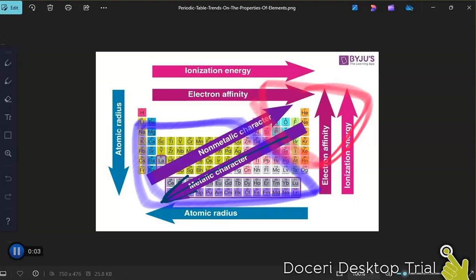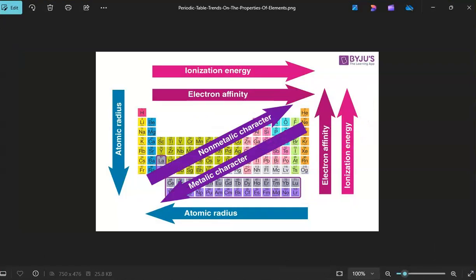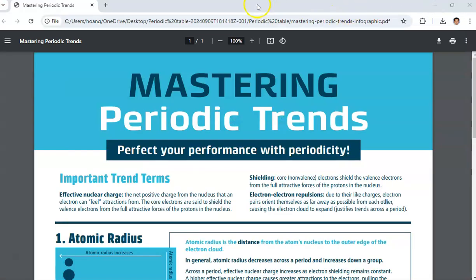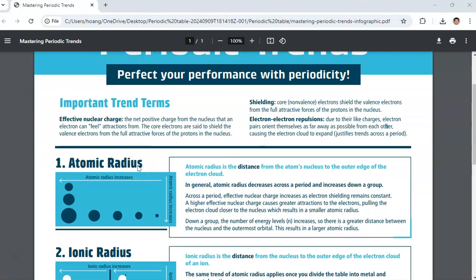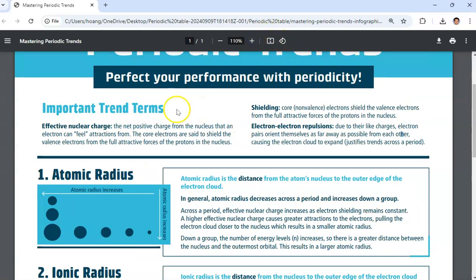But our focus is on three trends: radius, ionization energy, and electronegativity. Before we learn about the trends, we need to get some vocabulary down here.